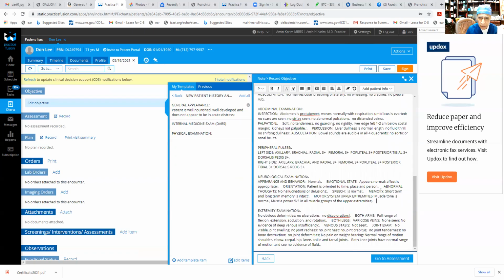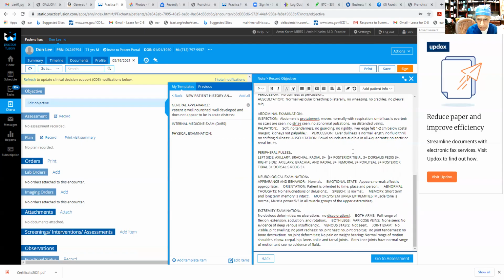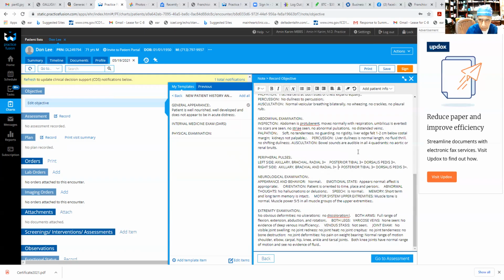Finish. If you didn't examine the femoral pulse, then you can take it out. I don't mind. Popliteal, femoral, take them out. But I'm sure you did the posterior tibial, dorsalis pedis, radial, brachial, you should do. And on both sides, you can take these out. If you did examine them, then leave them.